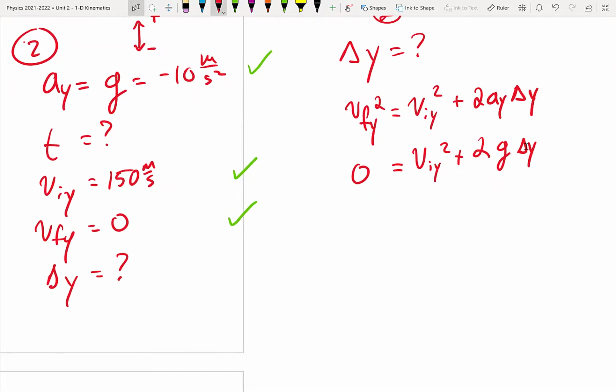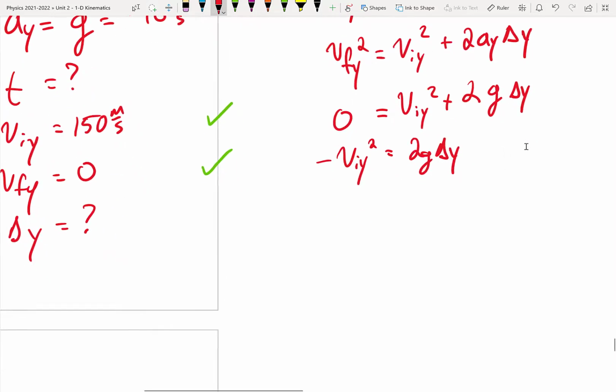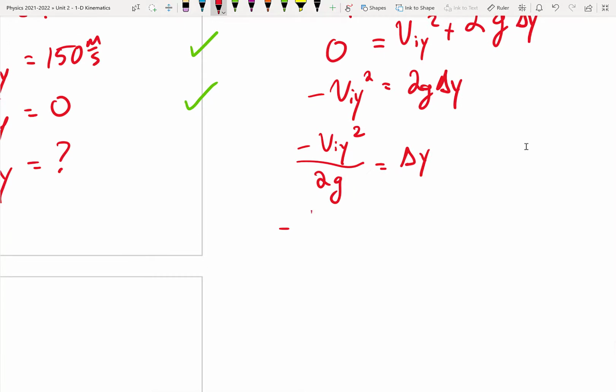So I've got minus vi squared is 2g delta y. And then I've got minus vi squared over twice g. And then I can substitute stuff in. I got minus, initial velocity is 150 meters per second, squared, over 2 times minus 10 meters per second squared.